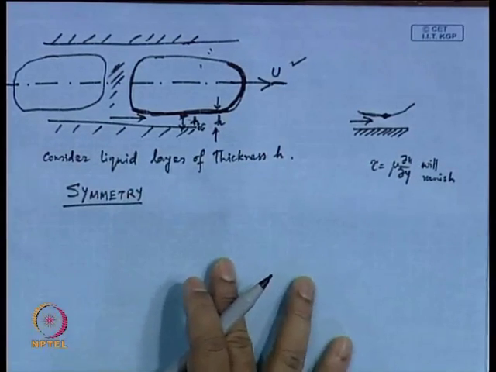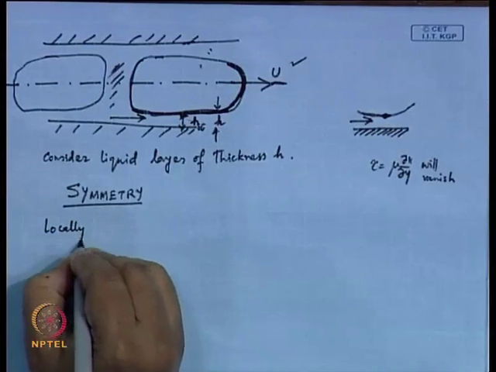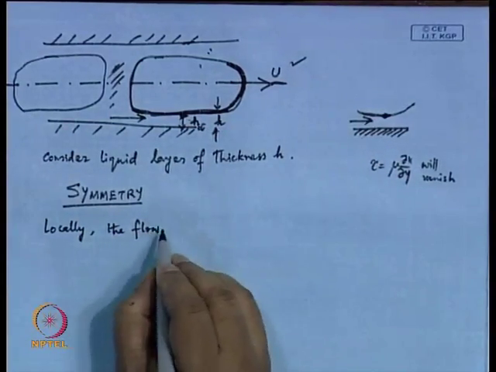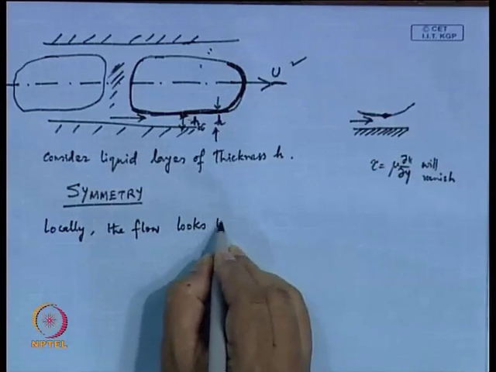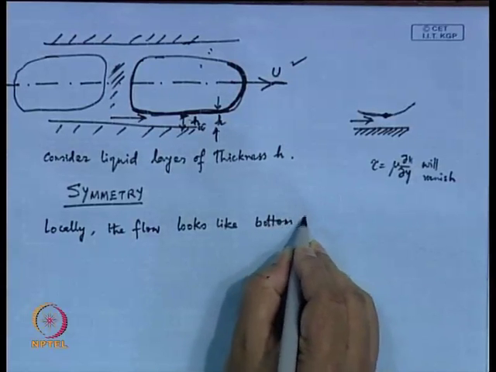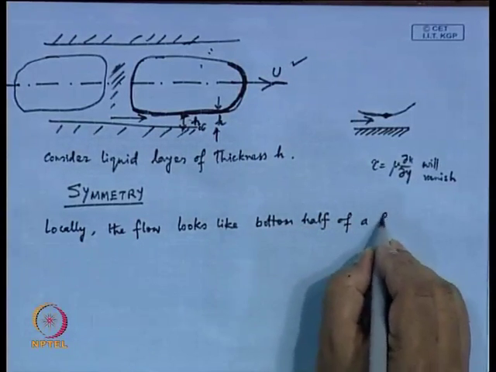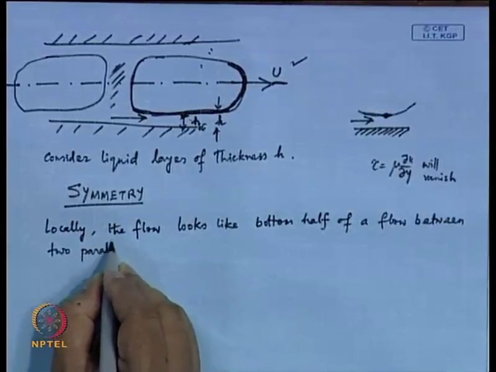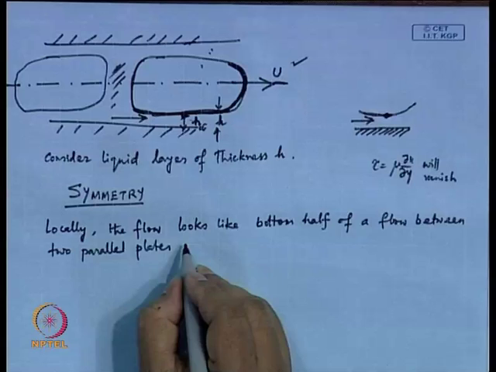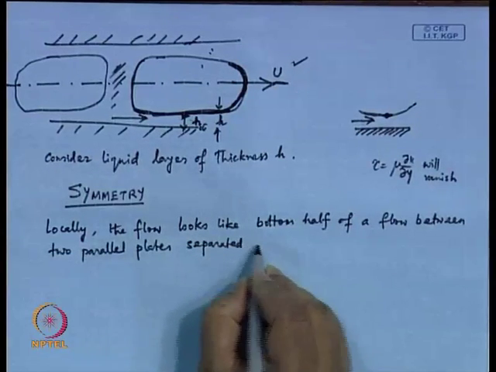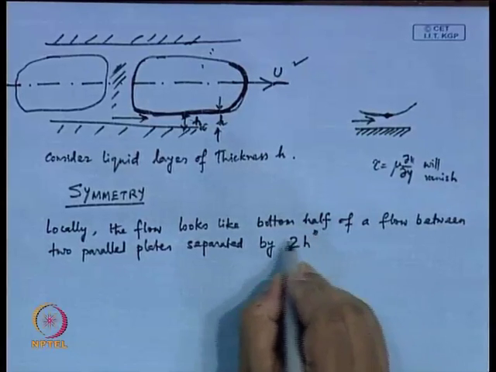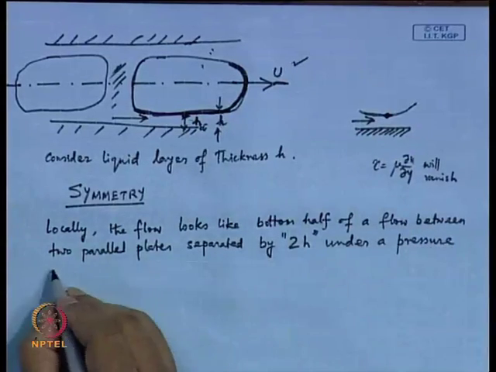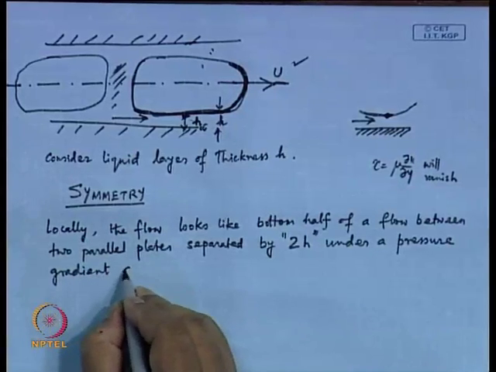I mean, what is the implication of it? We can say that locally the flow, whose flow we are talking about? Flow of this liquid in that annular film. Locally, the flow looks like bottom half of a flow between two parallel plates separated by 2h distance under a pressure gradient dp dx.